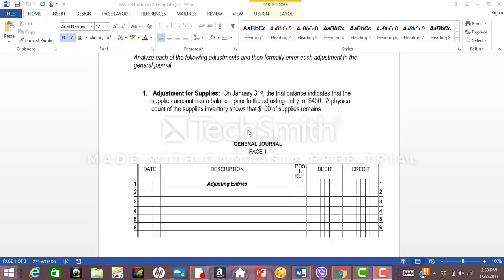Hi, this is week 4, problem 2, and the very first question is basically analyzing each of the following adjustments and formally entering each adjustment in the general journal. So on January 31st, obviously we have to write the date, and I do apologize for my daughter in the background. It's adjustment for supplies, so supplies and adjustment.